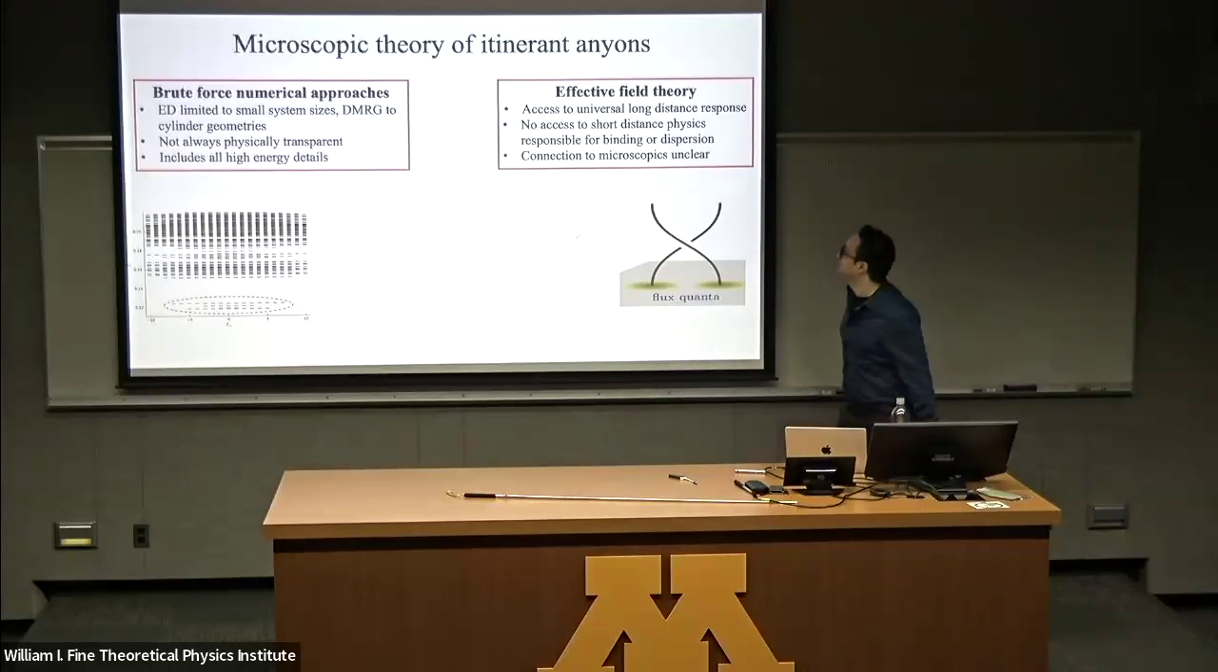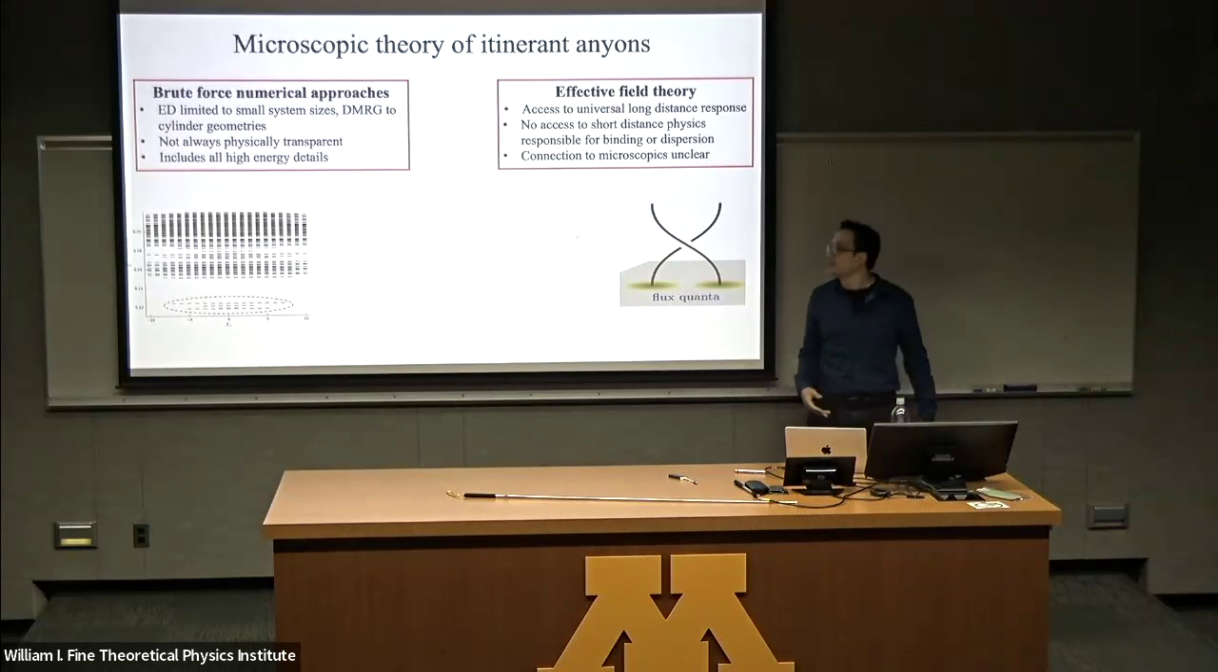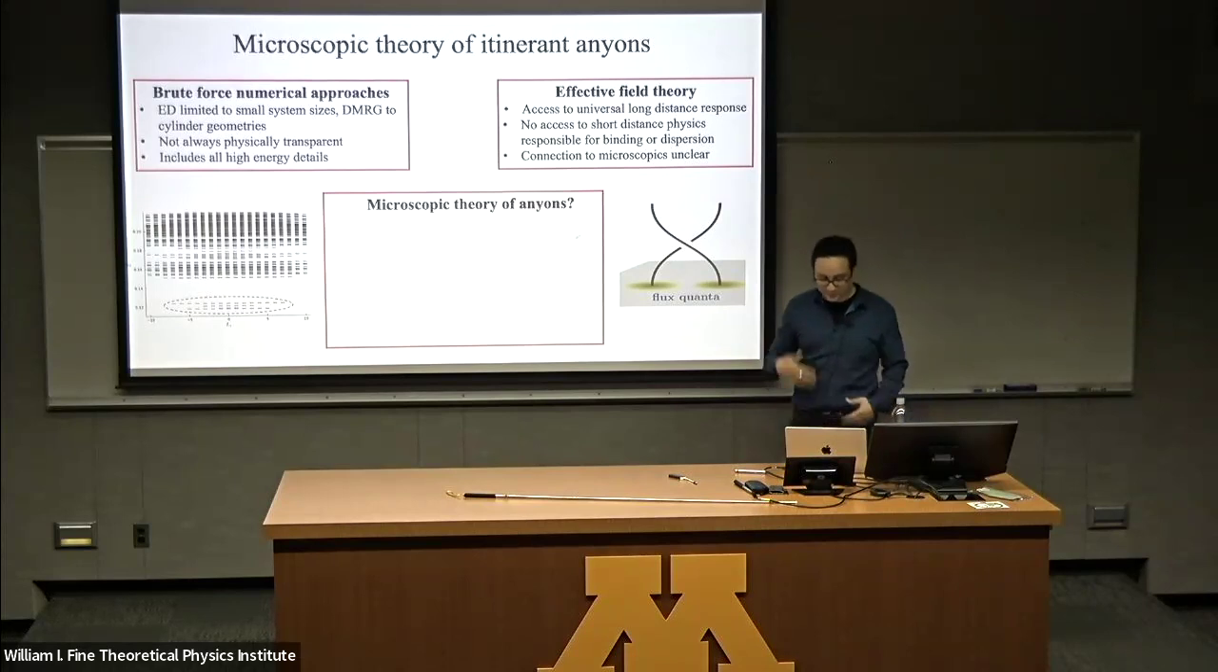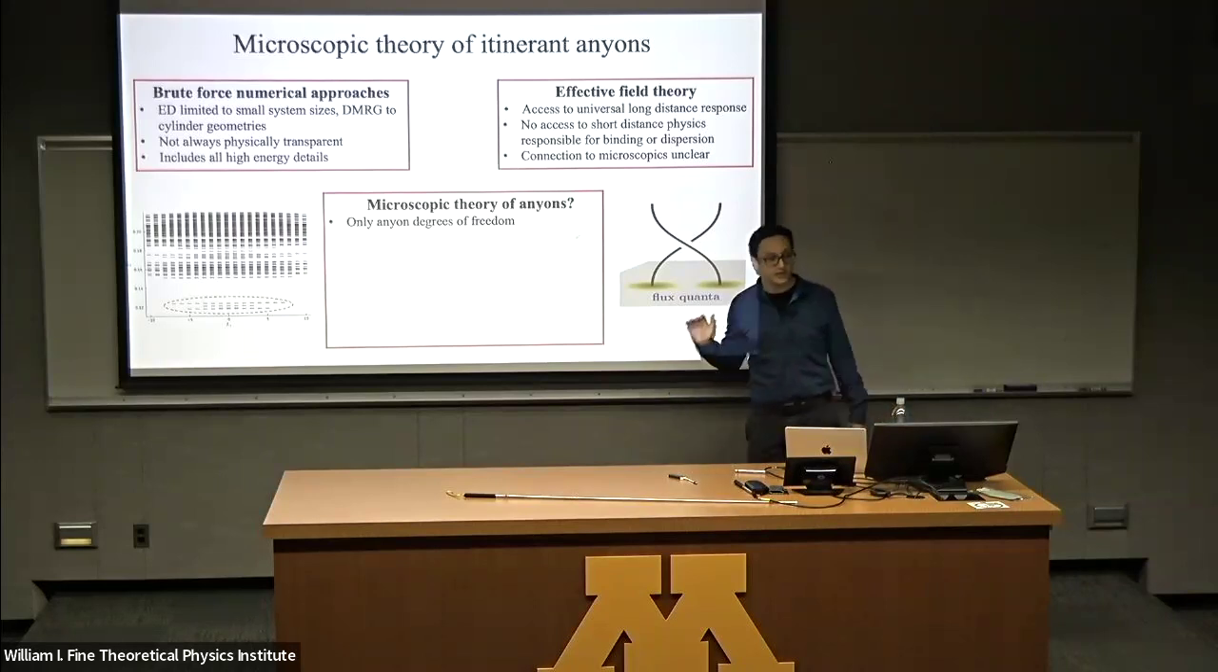There's the opposite extreme, which includes only the very long distance topological aspects of the problem. This is very good at accessing the universal physics, but it cannot really access all the short distance physics. And for the questions of binding and dispersion, this short distance physics is crucial. So my goal, and I'll present some of the results towards this, is to develop a microscopic theory of anyons. And I want this theory to satisfy the following requirements. First, if I think the anyon physics is the relevant physics, and if I want to understand what the implications are, I want a theory that only contains anyon degrees of freedom.